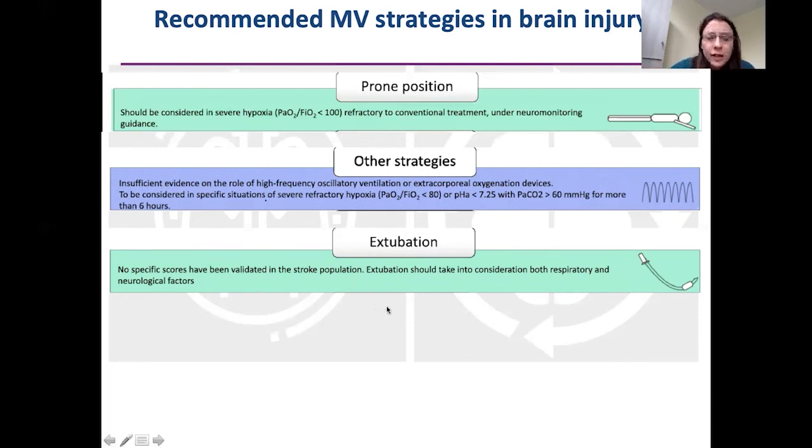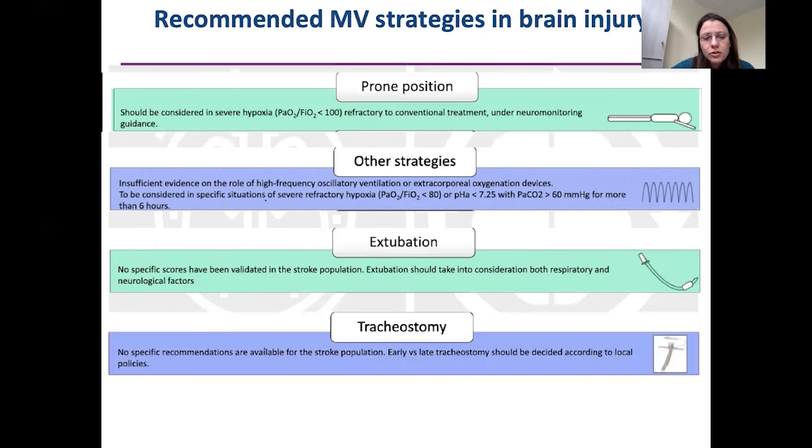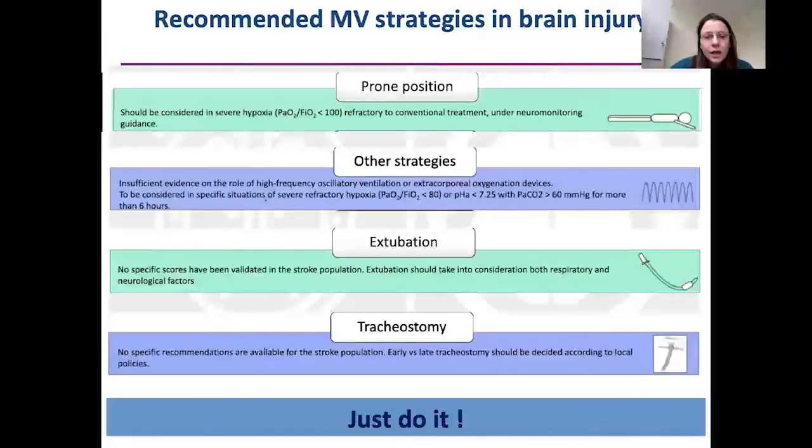For the extubation, there are no specific scores in this population, so take into consideration both respiratory and neurological factors. And for extubation and tracheostomy, try to have a long-term view to consider the neurological performance and trajectory of the patients and the clinical status of the patients. And the timing for tracheostomy, so far, there are no strong indications, so it should be according to local policies.